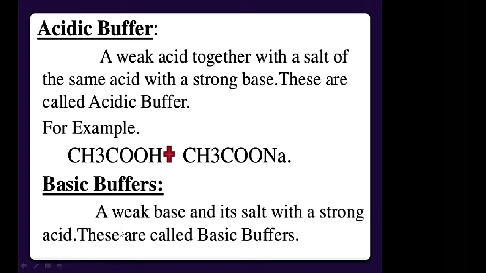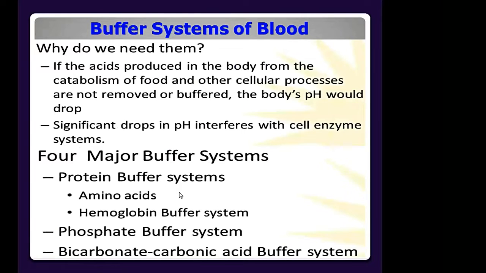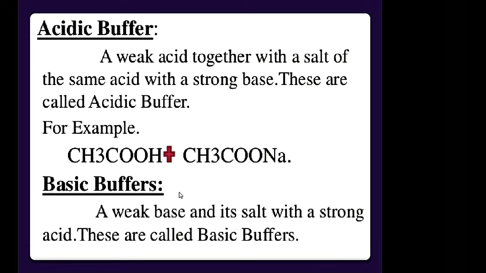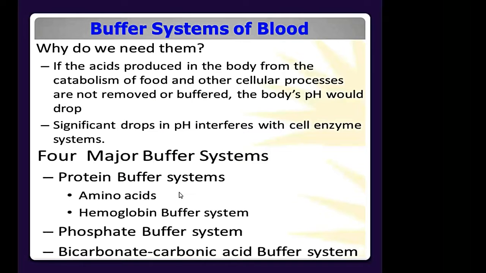Next one is the basic buffer. A basic buffer is a combination of a weak base and its corresponding salt with a strong acid. They are called basic buffers. And now, buffer systems of the blood. What are all the buffer systems available in our blood?